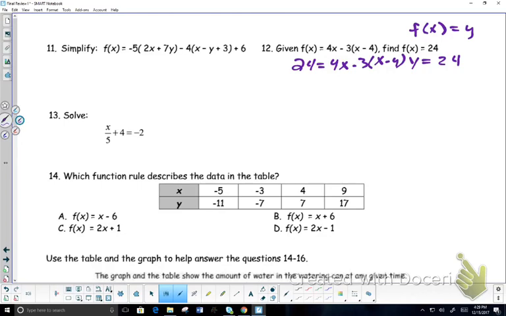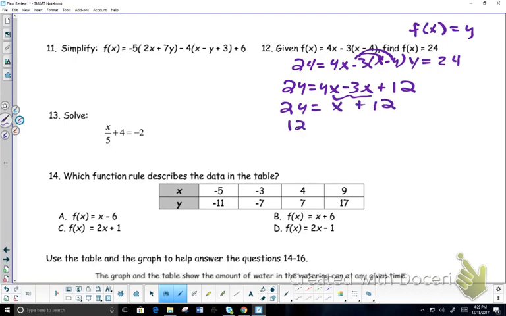Once I do that, I'm just looking to solve for x. So I got 24 equals 4x. I distribute my negative 3. Then I got 24 equals, these combine to give me x plus 12. I subtract 12 from both sides, giving me x equals 12.